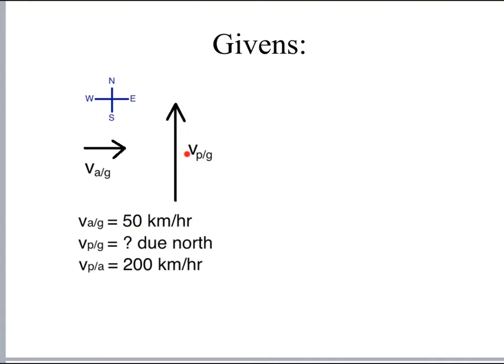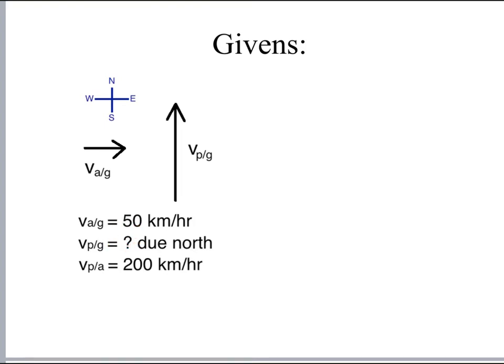Now, we do not know what the magnitude of this vector is, but we do know that the magnitude of the velocity of the plane with respect to the air is going to be 200 kilometers per hour. We just don't know what direction it's in yet. But what we need to do is draw the picture, because when we can draw the picture, we can find the unknown magnitude. It's just going to be an unknown side of a triangle, and we can use the Pythagorean theorem.